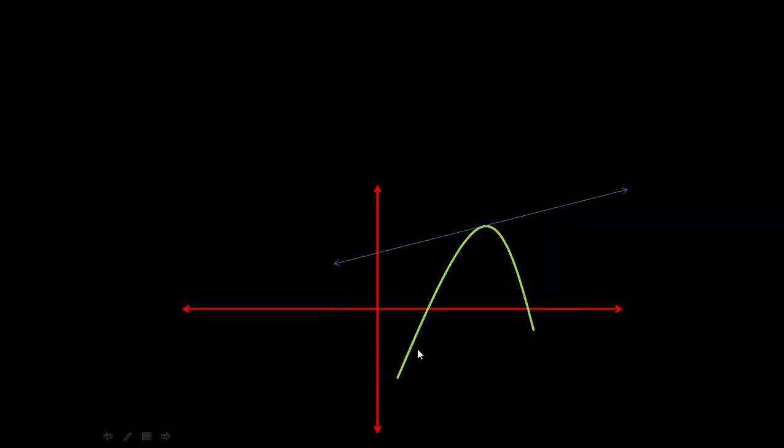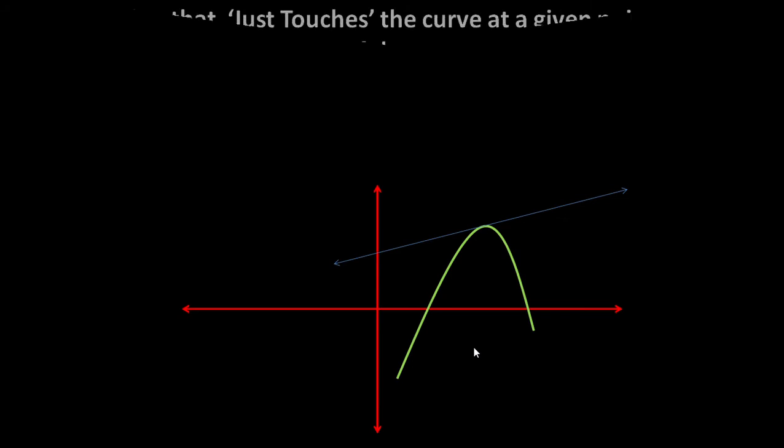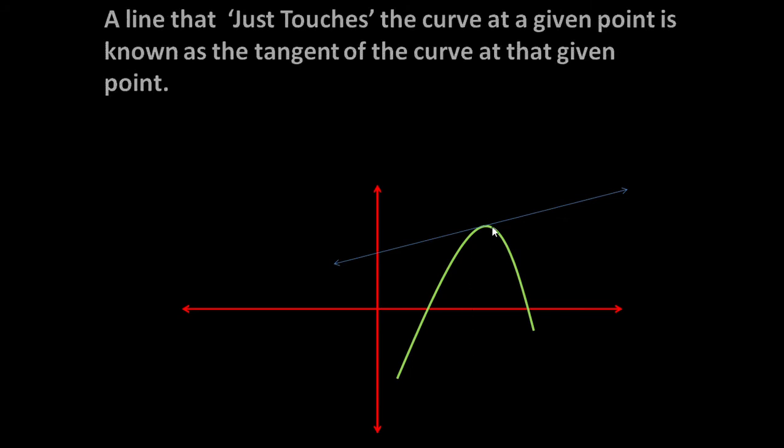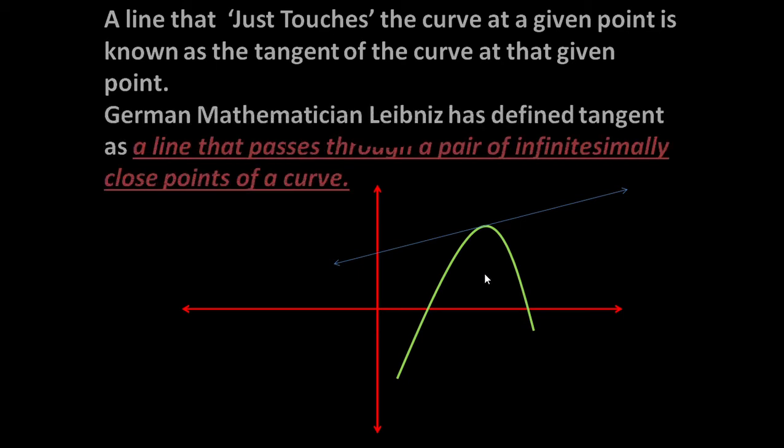So here, the tangent lines. This is the line that just touches the curve at a given point. Now if we follow German mathematician Leibniz, he has defined tangent as a line that passes through a pair of infinitesimally close points of a curve. A line which will pass through very close points, very close two points of a curve.